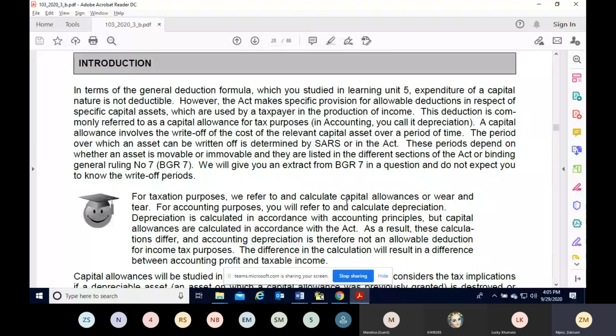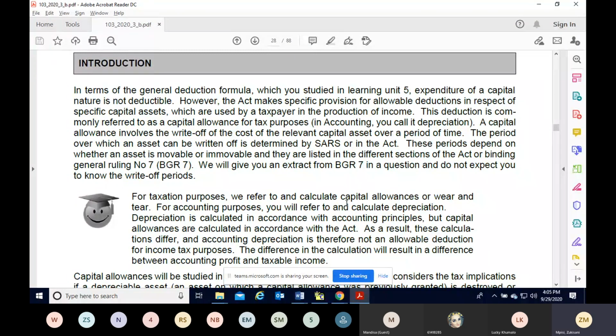So this is an allowance given by SARS as an incentive to actually reduce your income by applying the allowances, because SARS is of the opinion that if you purchase a machine to make income, you should at least receive an incentive to be able to set off the revenue against the expenditure that you have incurred over a period of time.